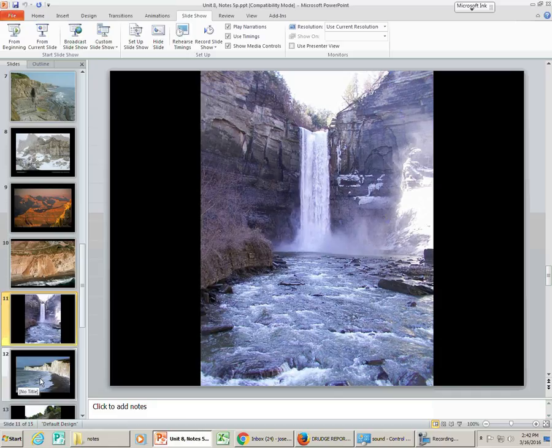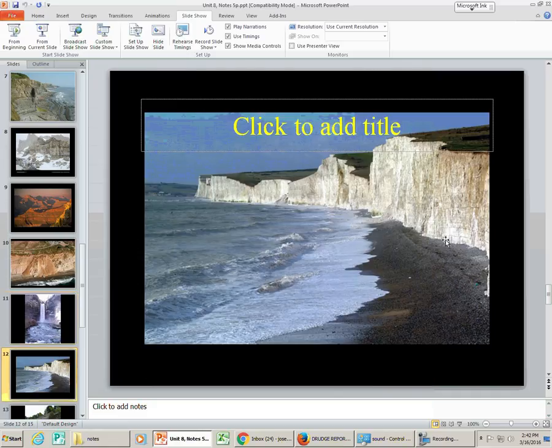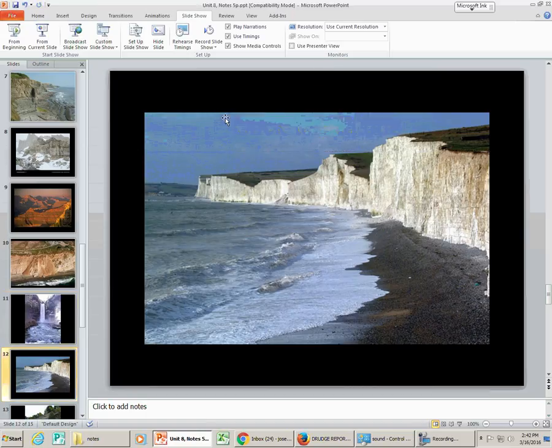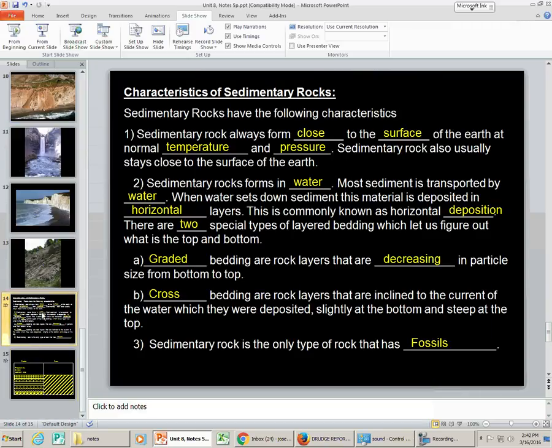But that goes along with what we were learning last unit. We have the flat layers of the chalk cliffs of Dover. Again, the continual process here. Sedimentary rocks, flat layers. Okay, so again, they form close to the surface. Temperature and pressure are at a normal temperature and pressure.